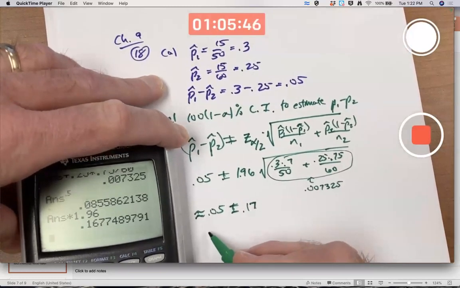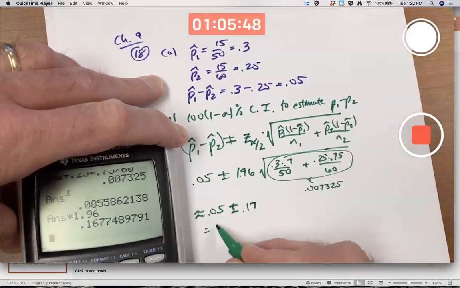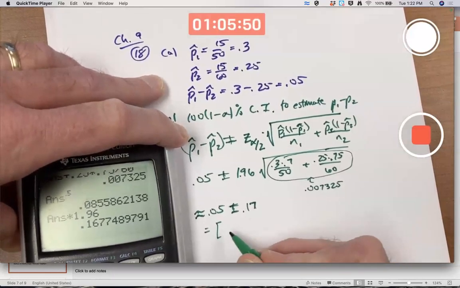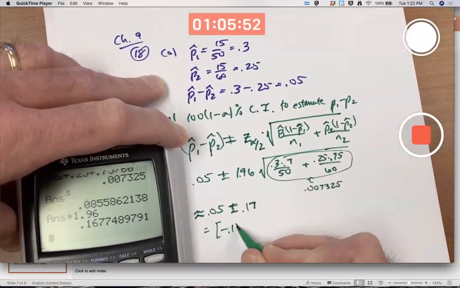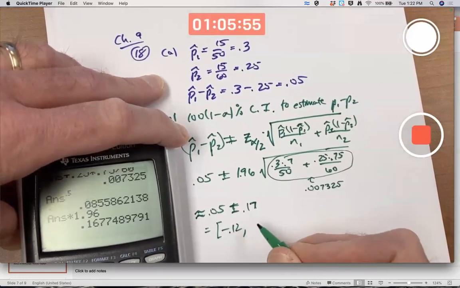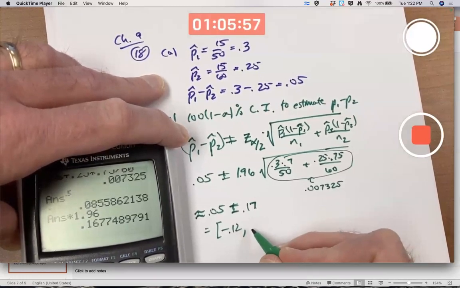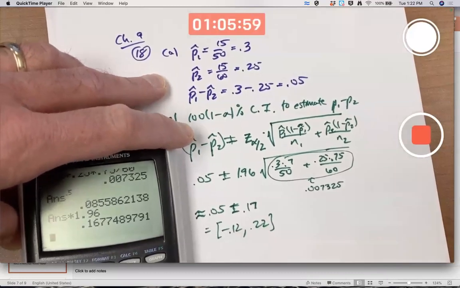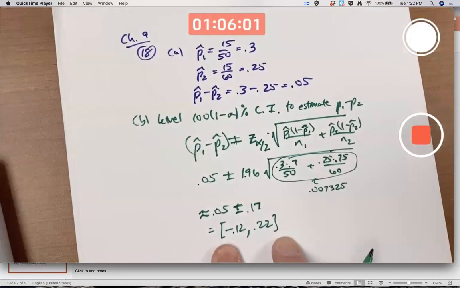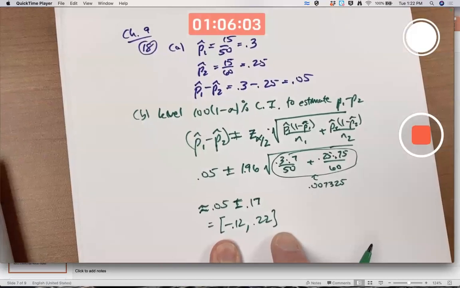In interval notation, 0.05 minus 0.17 is negative 0.12, 0.05 plus 0.17, 0.22. And again, I don't care if you use a closed interval or an open interval if I ask you to write it in interval notation. We're 95% confident that the true population difference, P1 minus P2, is somewhere in this interval.